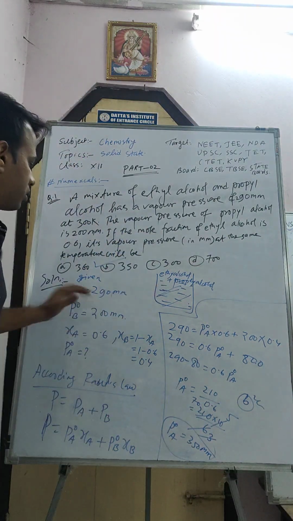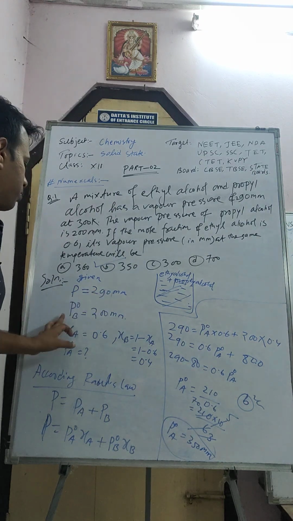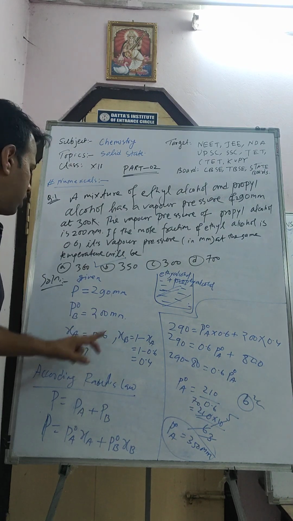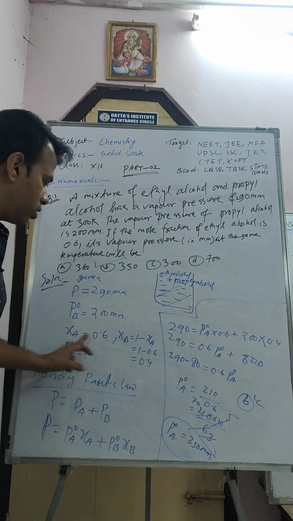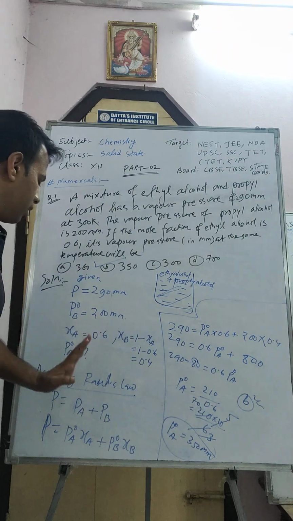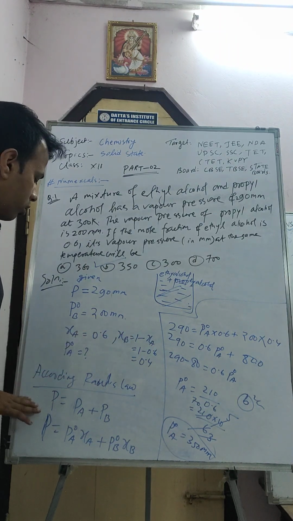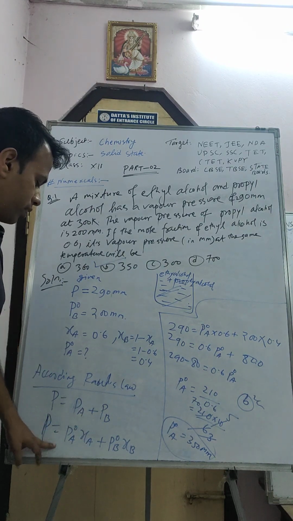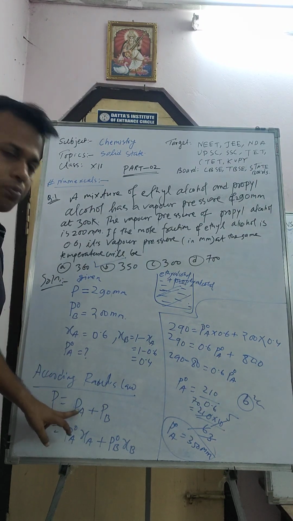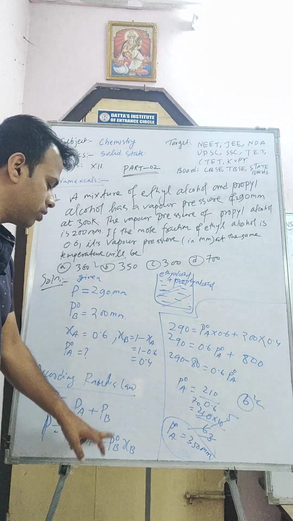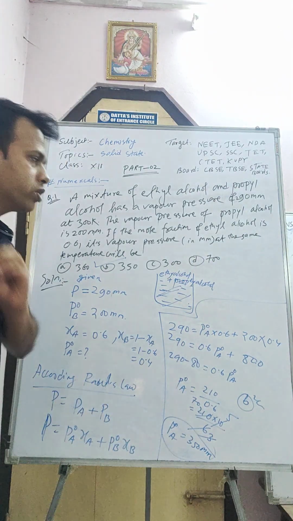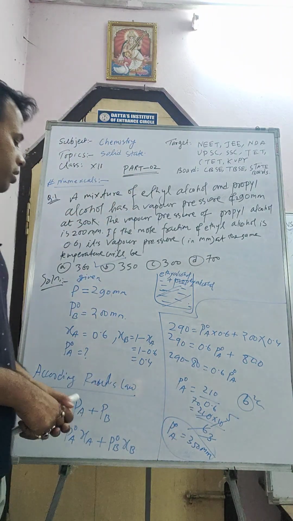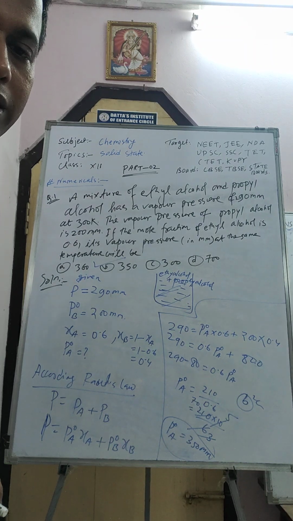So now I take the total pressure as this one, P0B is the vapor pressure of propyl alcohol, then XA, the mole fraction of ethyl alcohol, is 0.6, and XB will be 1 minus XA. After that, P0A will be found. According to Raoult's law, we know that total pressure equals PA plus PB. And after that, we can write P0A XA plus P0B XB. After that, I put all the values, and after simplifying, P0A becomes 350 millimeter.